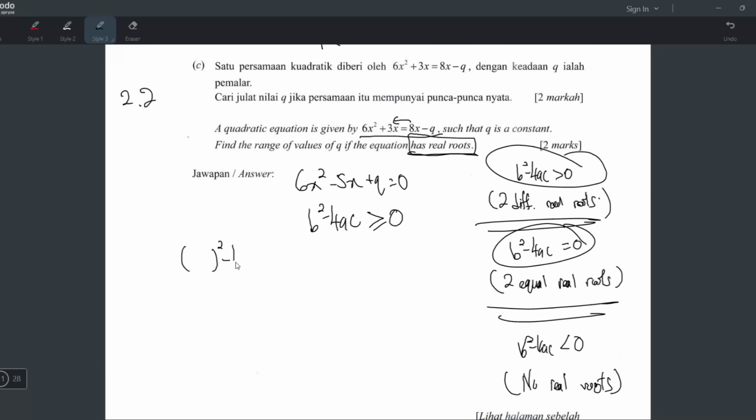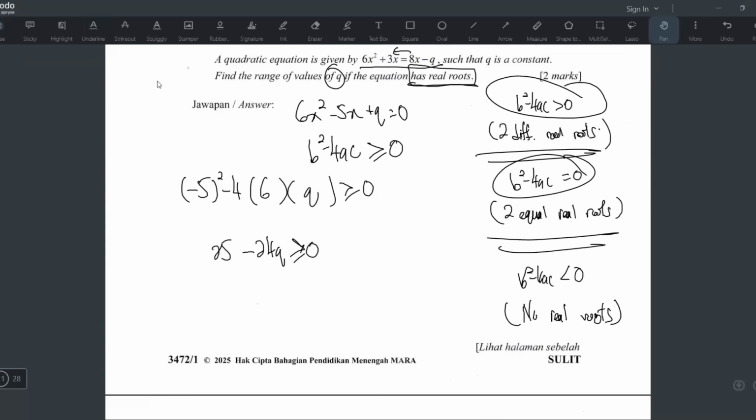Now we substitute the values of B, A and C, and then find the range for Q. So substitute B first. Negative. That's why I change to general form first, because if not in general form, how do you know the values of A, B, C? So A is what? 6. And then C is Q. Done. Alright, 5 square, 25. And then the negative disappears, because when you square a negative, it becomes positive. Negative 4 times 6 is negative 24. Q bigger equals 0.